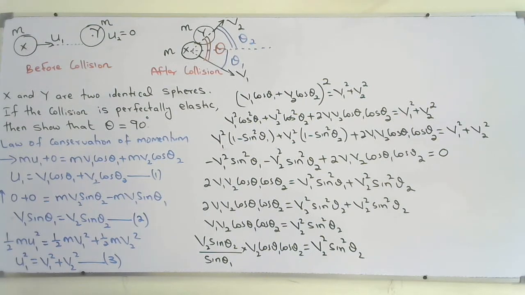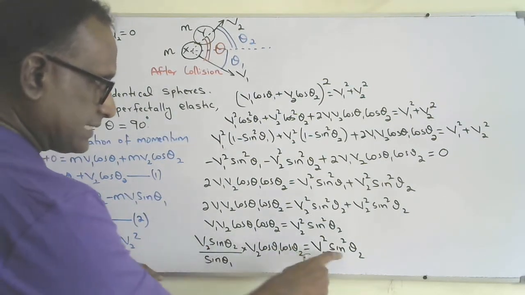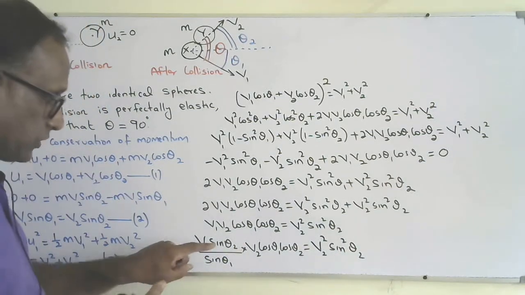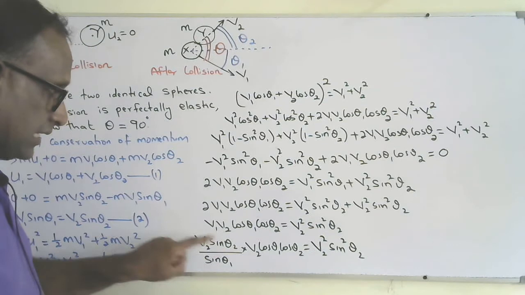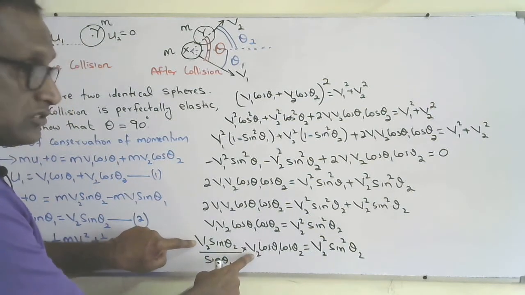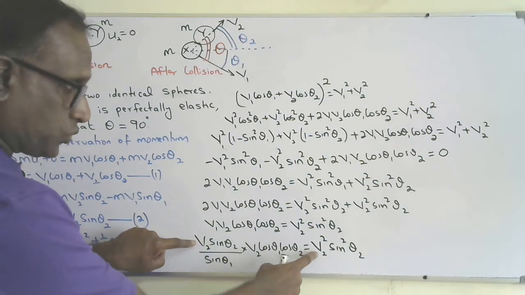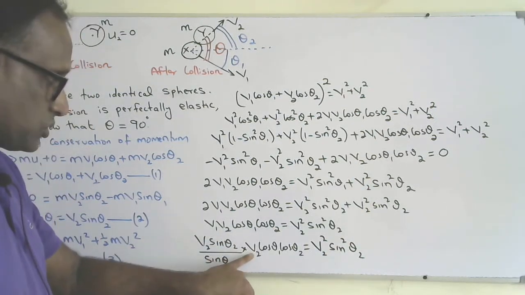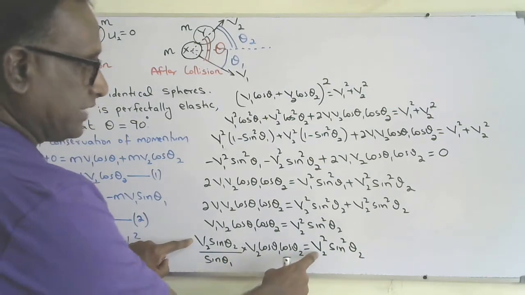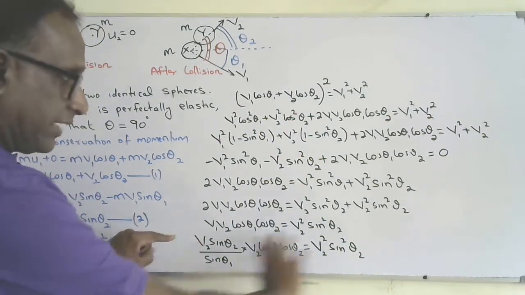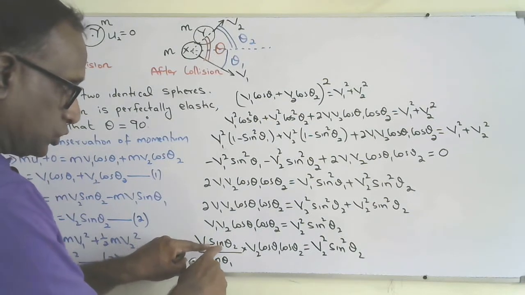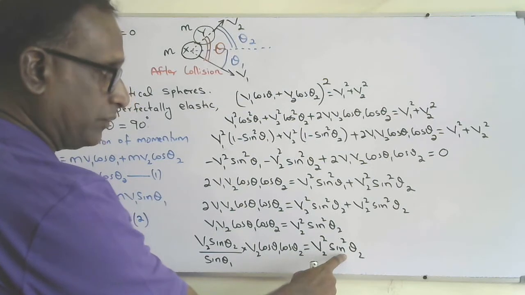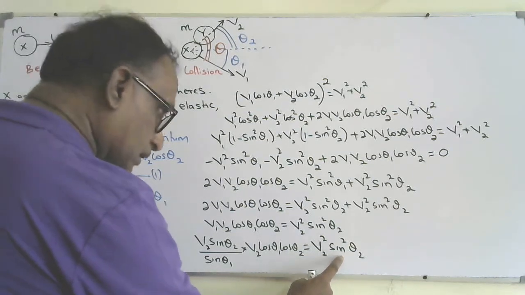Now you can see that sine theta 2, here sine squared theta 2. I can divide the whole equation by sine theta 2. So this sine theta 2 will get cancelled. V2 into V2 is V2 squared. Here V2 squared is there. So V2 squared also will get cancelled. That V2 squared and this V2 squared will get cancelled. I can divide the whole equation again by sine theta 2. So this sine theta 2 will get cancelled. This sine squared theta 2 will become sine theta 2.